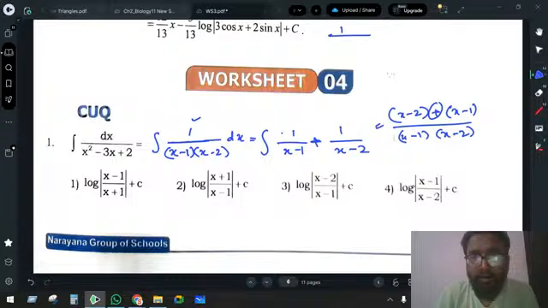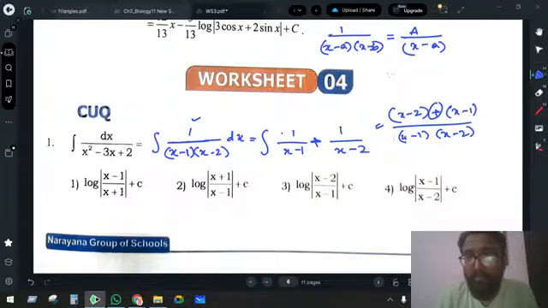See, 1 upon x minus a into x minus b can be split by partial fractions. Here, a by x minus a plus b by x minus b. This is called partial fractions. Either plus or minus it will happen. If you make it multiplication, there is no use. Here also the same. Nothing we are doing with multiplication.